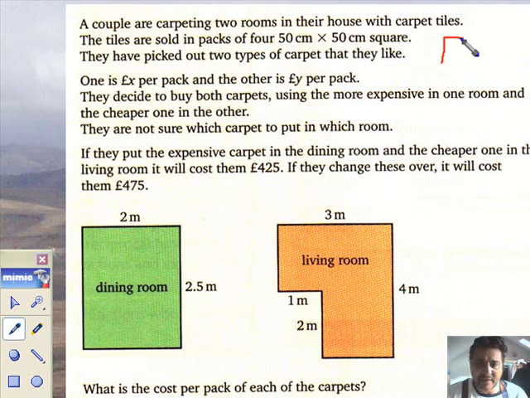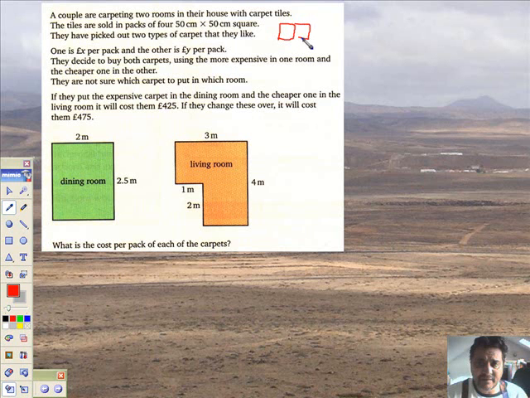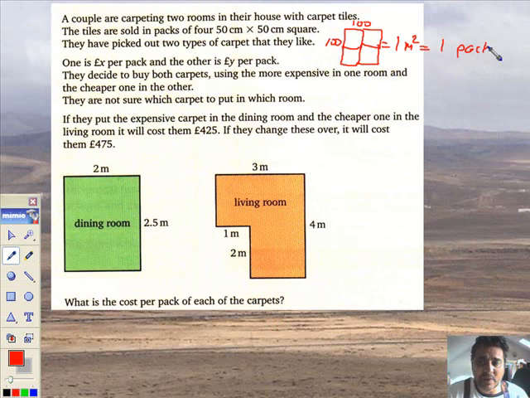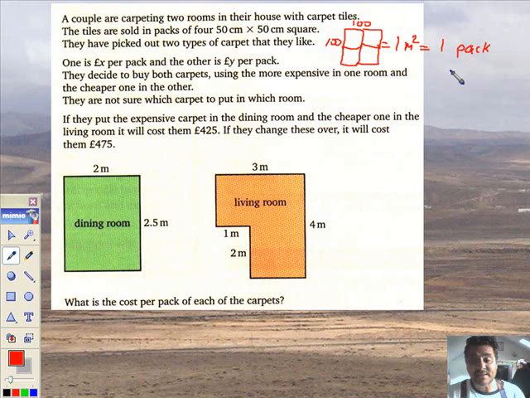Now, think of it carefully. I've got a 50 by 50, a 50 by 50, a 50 by 50, and a 50 by 50. I've got 100 centimeters by 100 centimeters. That means I've got a 1 by 1 meter. In other words, 1 meter squared equals 1 pack. Is that alright? So just before we go any further, let's just demystify this horrible pack of 4 business. Essentially, 1 pack gets me squares that form 1 meter squared.